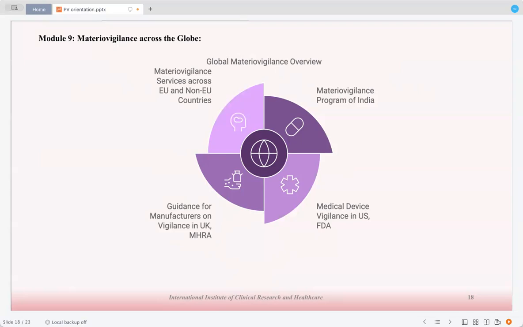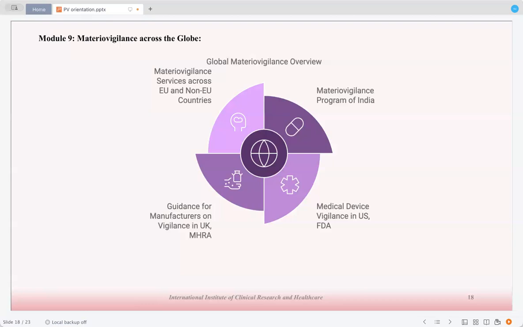The FDA's Medical Device Reporting program requires manufacturers, importers, and healthcare facilities to report any device-related adverse events or malfunctions to ensure prompt action and prevent harm to patients.